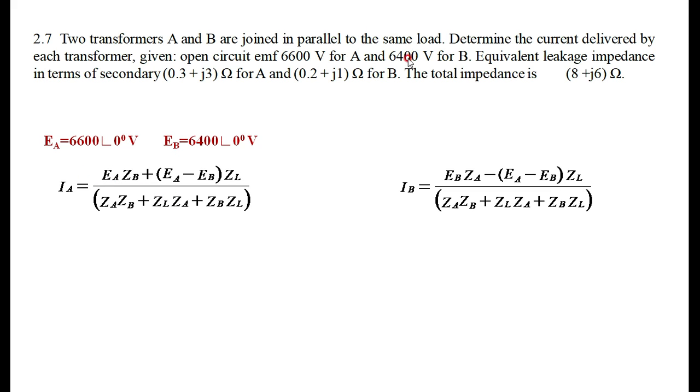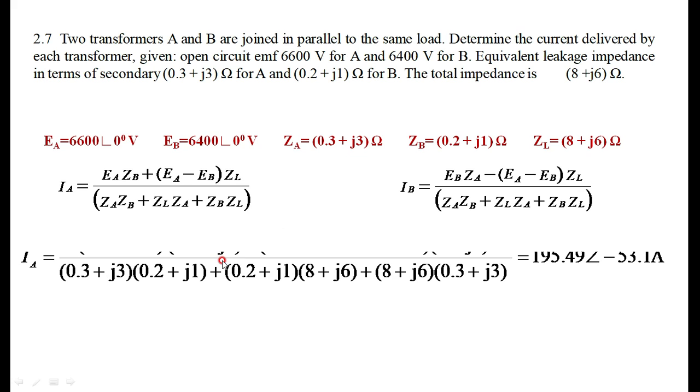EA and EB are given, that is 6600 and 6400, which I am listing here. ZA, ZB and ZL are also given, and that is also listed. You just have to substitute in this equation.